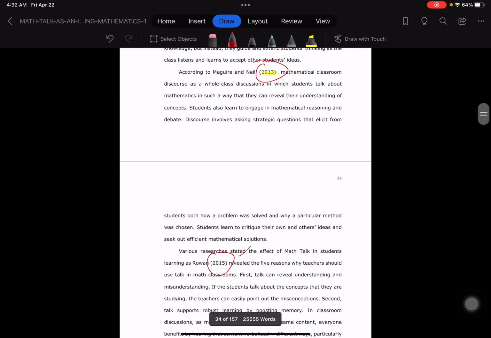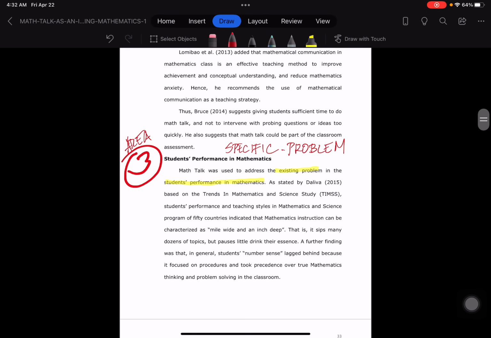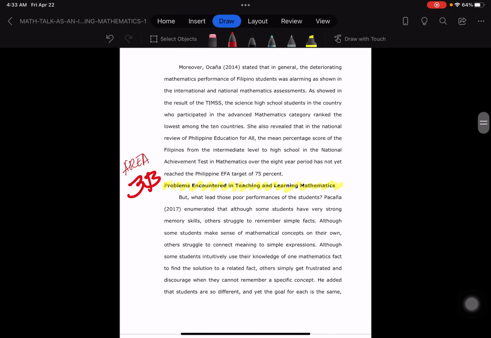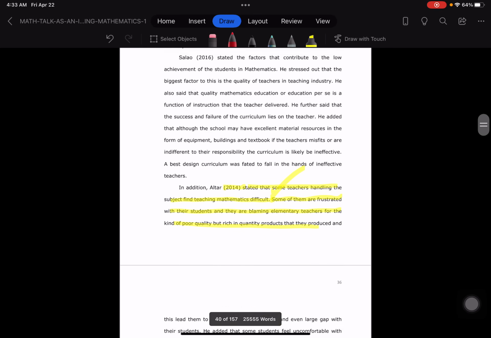After the discussion of the strategy, we now go to the next heading, which is the area. This is already in relation to the specific problem being discussed in the research. Going to the next topic, it is the same. This is still part of the specific problems. These are the problems encountered in teaching and learning mathematics. Again, this follows the deductive method of writing.